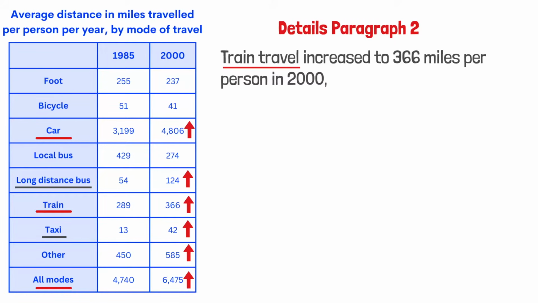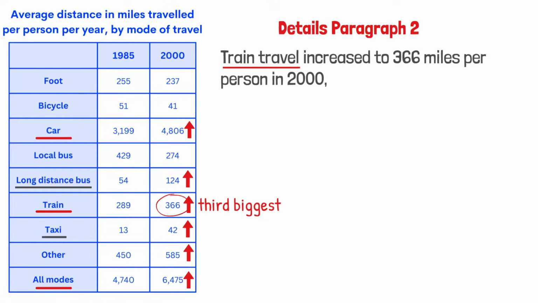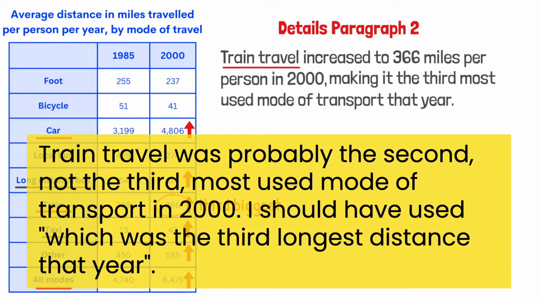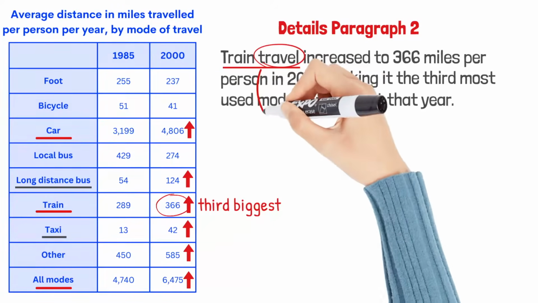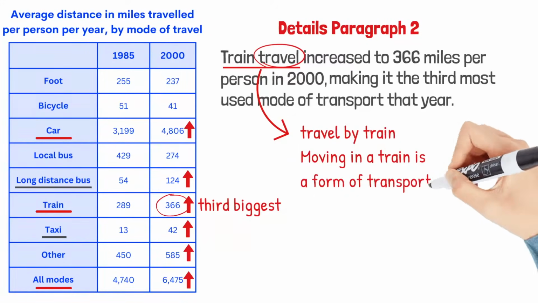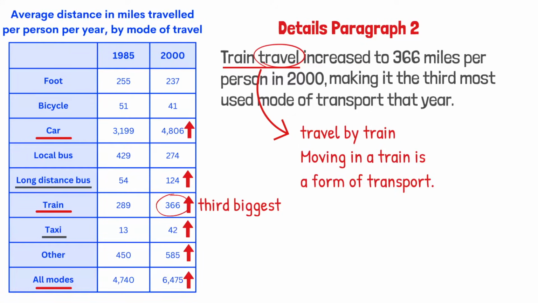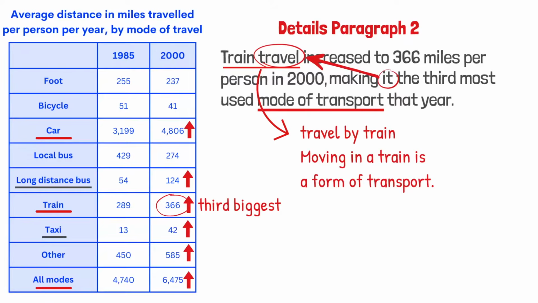Now I'm going to make a comparison. I'm going to point out that this number was the third biggest number in 2000, making it the third most used mode of transport that year. I want to explain the use of the word travel. So train travel means travel by train. Moving in a train is a form of transport. That's why it's correct to say that train travel was the third most used mode of transport in 2000.